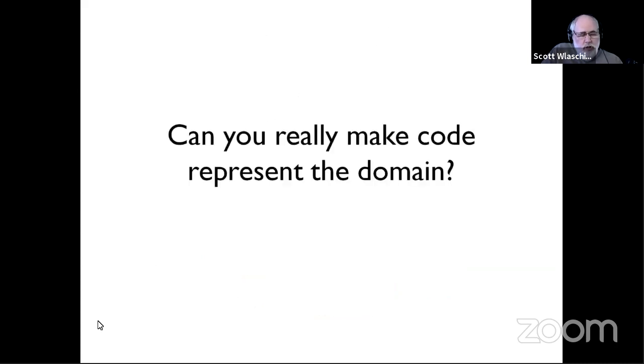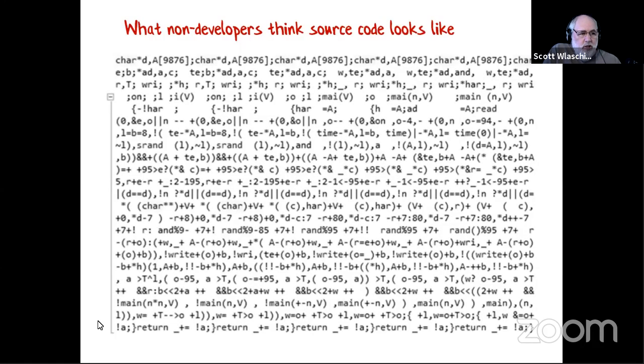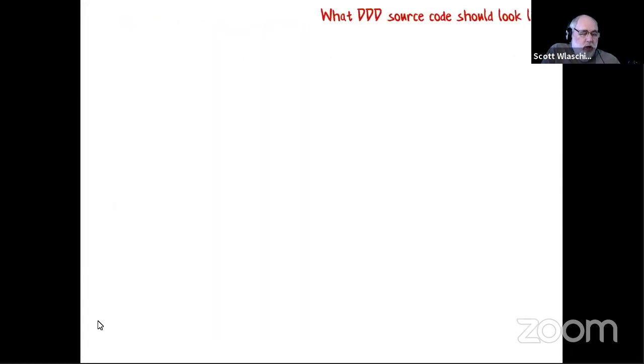Now, when I start saying this, most people say, well, that's nice, but can you really make the code represent the domain? I mean, is that even possible? Because this is what code looks like. We all know this is what source code looks like. Actually, non-developers think source code looks like that, and maybe some C developers also think this is what it looks like. Let me show you what I think domain-driven source code looks like.